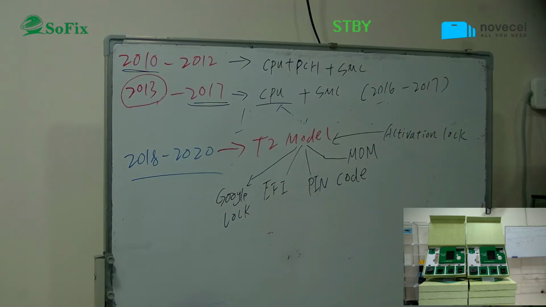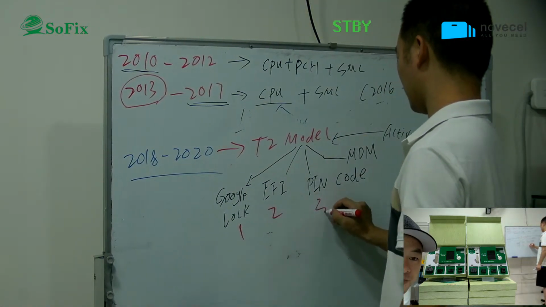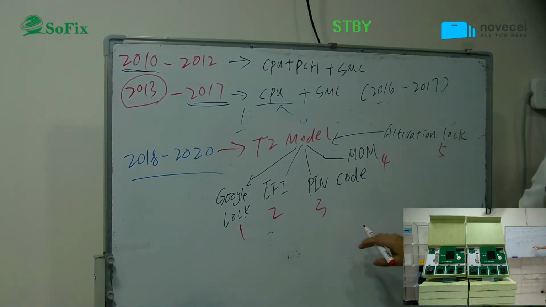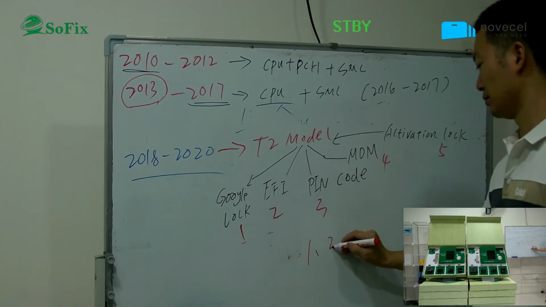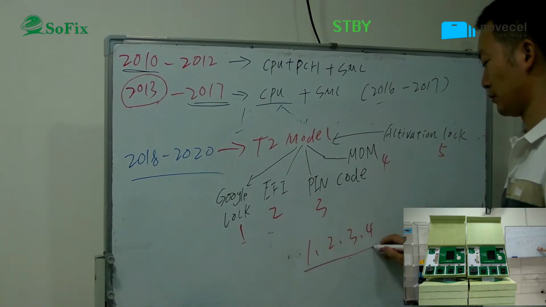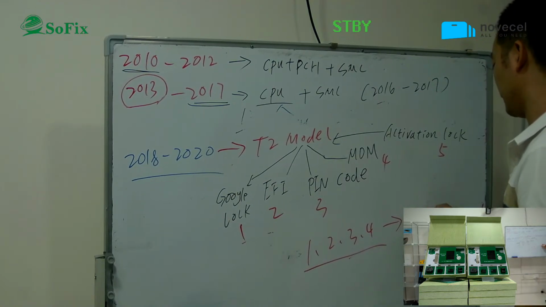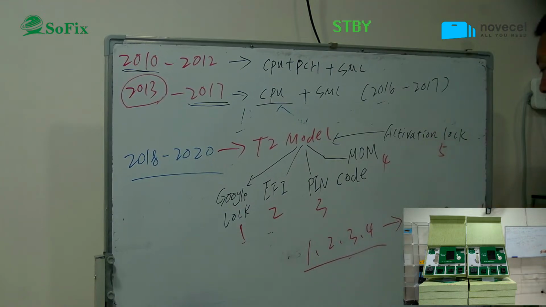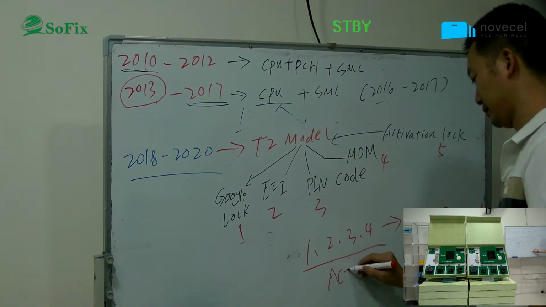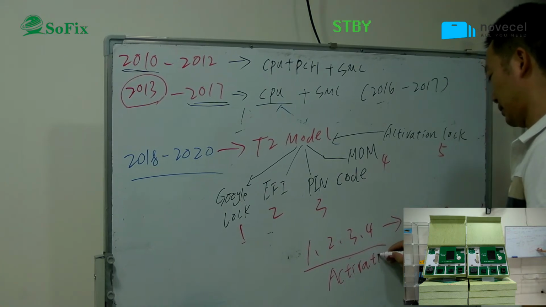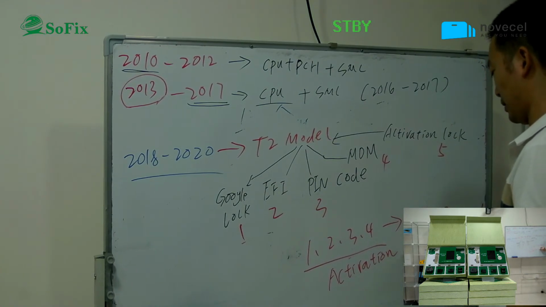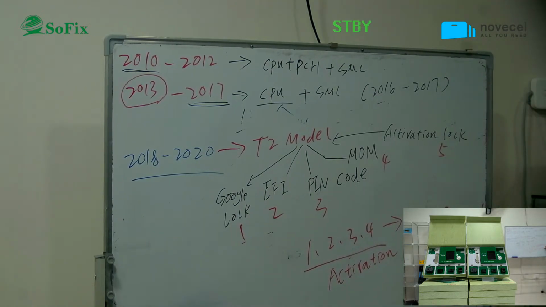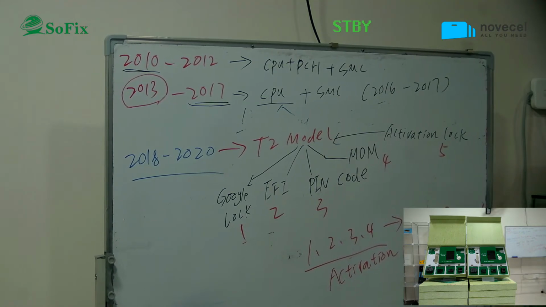For the first four locks, you can use the U-box 2. For the activation lock, you must replace the T2 chip. Or you can bypass it.